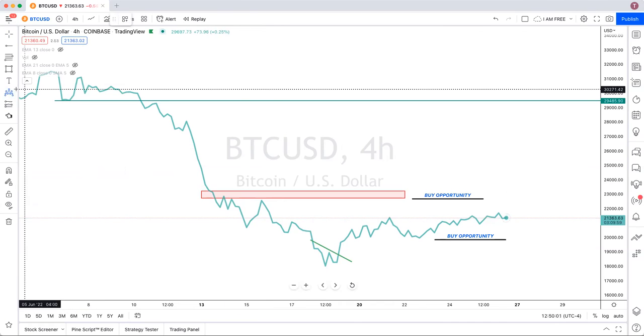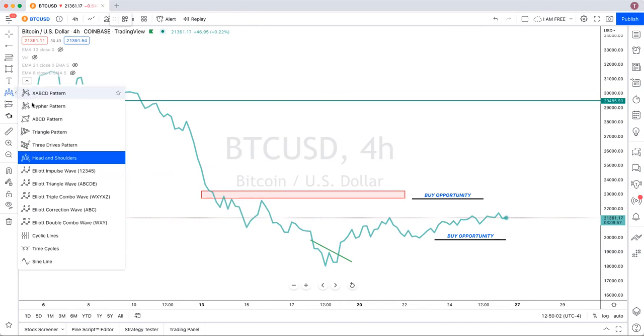But again, if you were to scroll down, guys, 1, 2, 3, 4, 5, 6 rows down, or 6 icons down, you have your head and shoulder pattern. Now, when it says head and shoulder, it won't say inverted. That's just what it is, guys. It's a head and shoulder. You make it inverted or make it a regular head and shoulder.